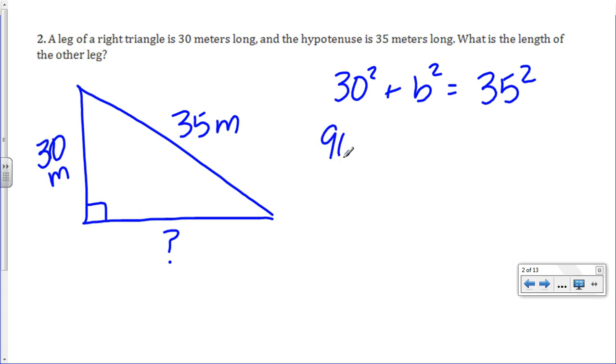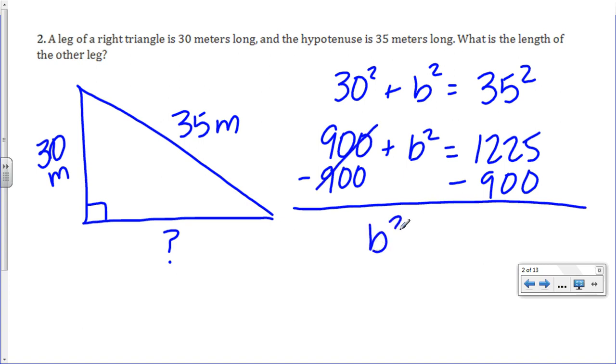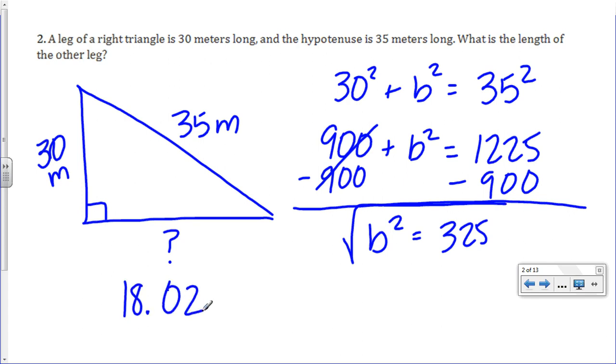So 30 squared is 900 plus b squared. 35 squared is 1225. Because I'm finding a leg, I'm going to subtract, which y'all are really good at telling me which one to do, whether add or subtract. So b squared equals 325. We'll take the square root. And even though it doesn't specify what to round to, that calculator gave you this. So just keeping in mind that I said don't round to the nearest whole number unless you have to.